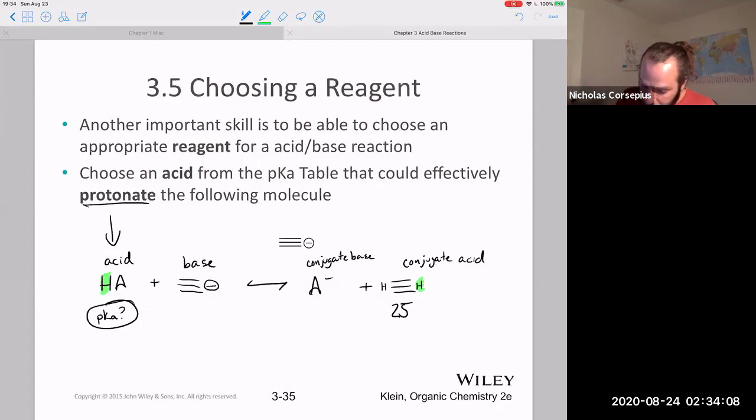That means that the pKa of my acid has to be less than 25, right? That will guarantee that that reaction proceeds in the forward direction. So any acid from that table with a pKa less than 25 will successfully protonate this in the forward direction. Okay, so if I'm asking you for the weakest acid that I can use to do it, in this case, going from the table here, it's going to be just CH3C.